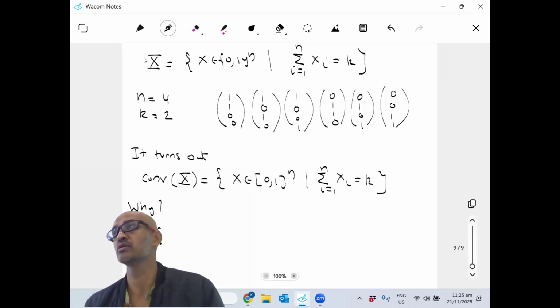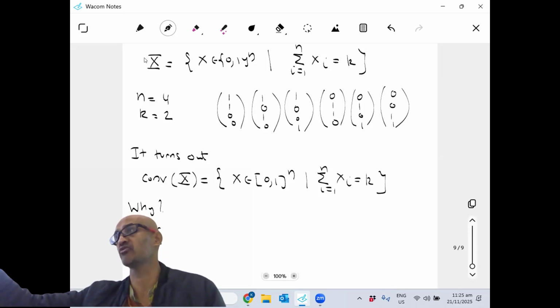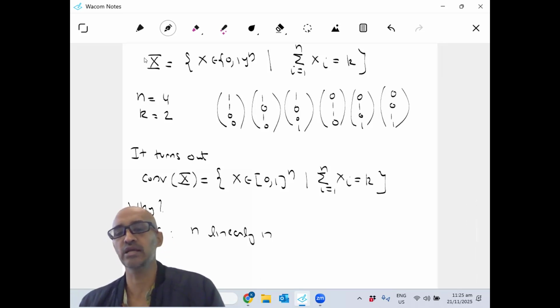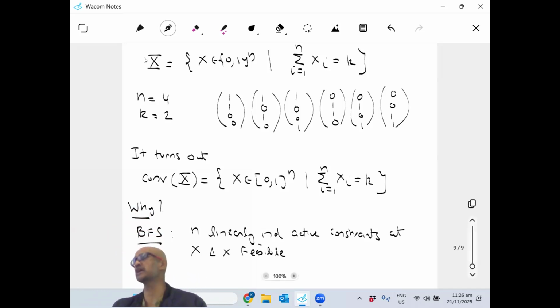What's a basic feasible solution? Let's go back and remember LPs. It needs n linearly independent active constraints at that point, where n is the number of variables, and it should be feasible. So a basic feasible solution requires n linearly independent active constraints at x, and x should be feasible. Okay.